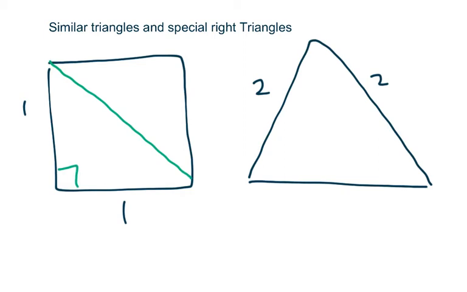That gives us a right angle there. We know that the legs are 1, and so if we use the Pythagorean theorem, that gives us a hypotenuse with a distance of root 2.